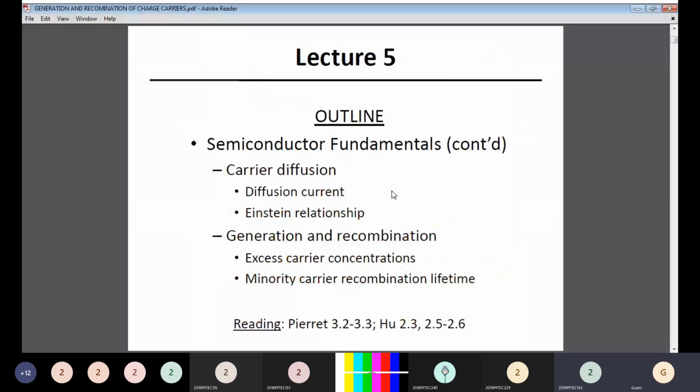Move on to the first slide. In today's class, we are going to see the fundamentals of semiconductors. In that, the carrier diffusion, we are going to see what diffusion current is and the Einstein relationship. Also, how carriers are generated and recombined, like an electron-hole pair. And we are going to discuss excess carrier concentrations and minority carrier recombination lifetime.